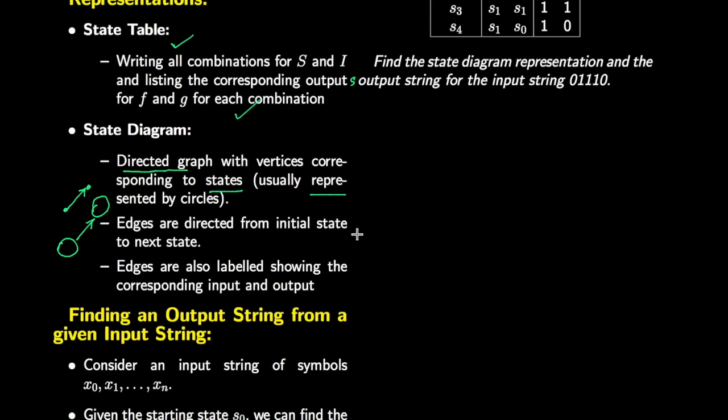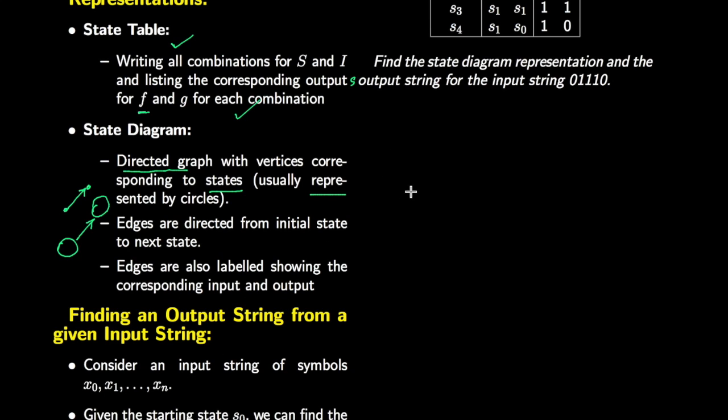Edges are directed from an initial state to the next state. So edges represent which function? Edges represent the function f. So if the initial state is S0 and f says that the next state based on the input is S1, then we have an arrow from S0 to S1. And edges are also labeled showing the corresponding input and output, so that we know that this input combination leads to this state and this output. We'll come to this later.